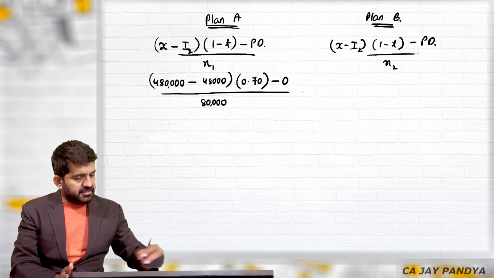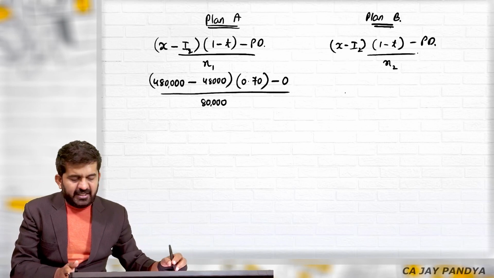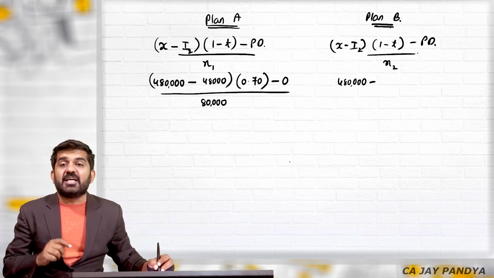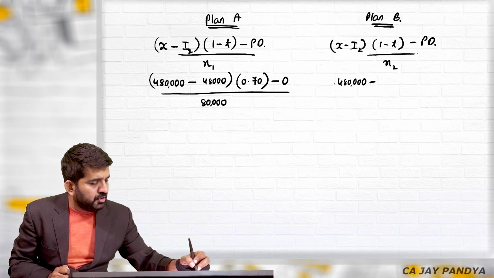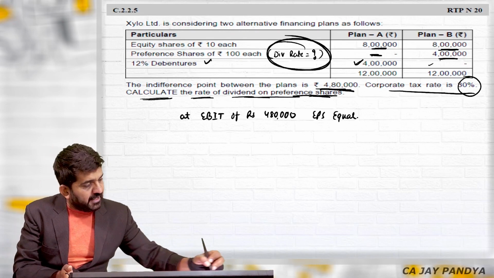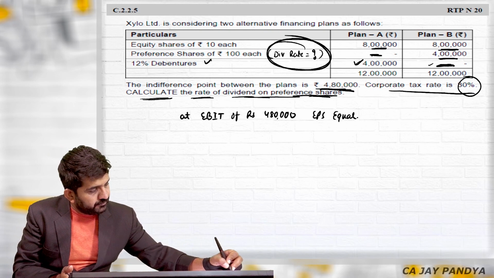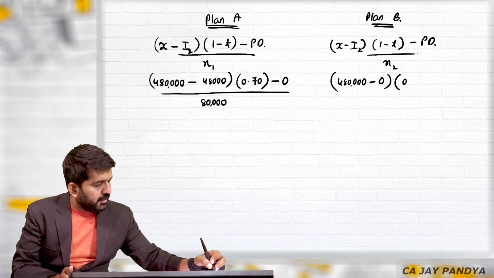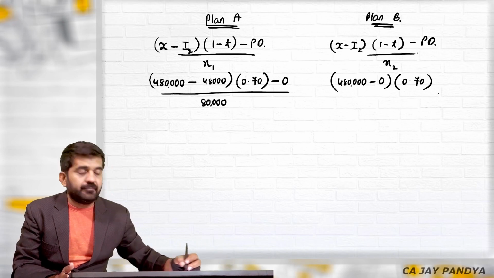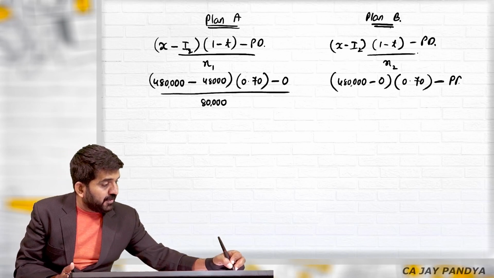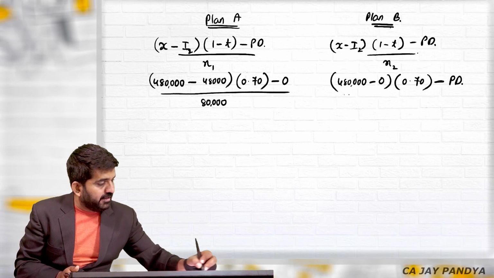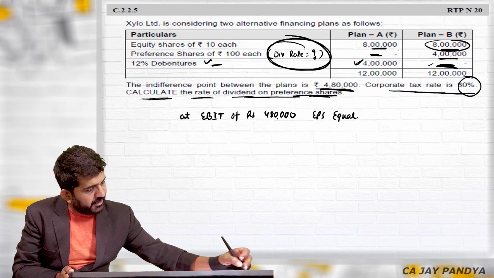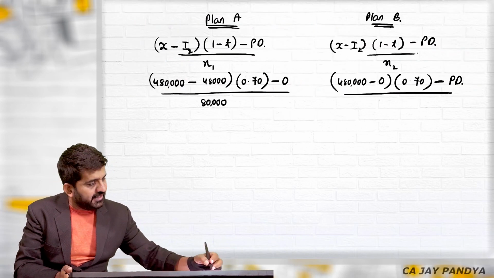80,000 is the number of shares. Plan B, again 4,80,000, because the EBIT-EPS indifference point I already know. Interest in the second plan is 0, because there is no debenture in the second plan. So minus 0 into 0.70, minus preference dividend, which is not known, upon N2. N2 is also 8 lakh divided by 10, which is 80,000 shares.